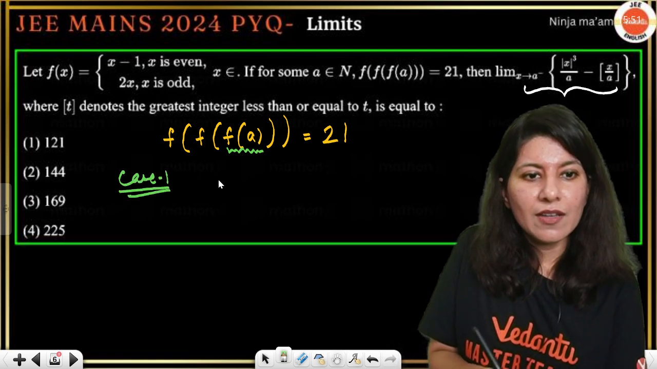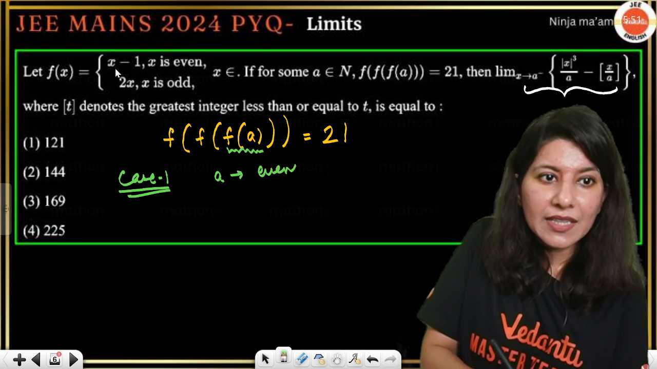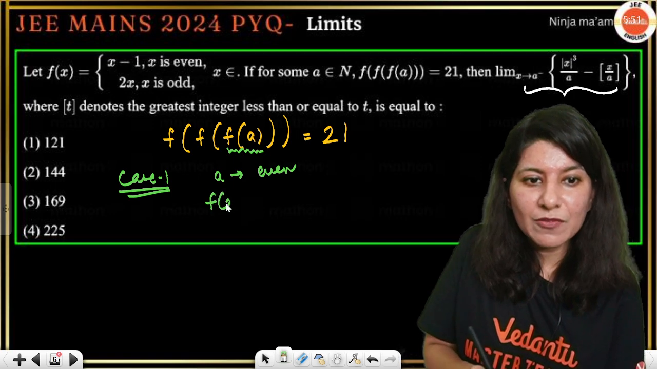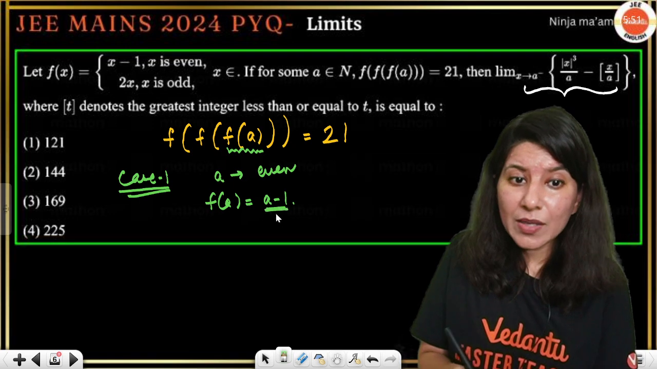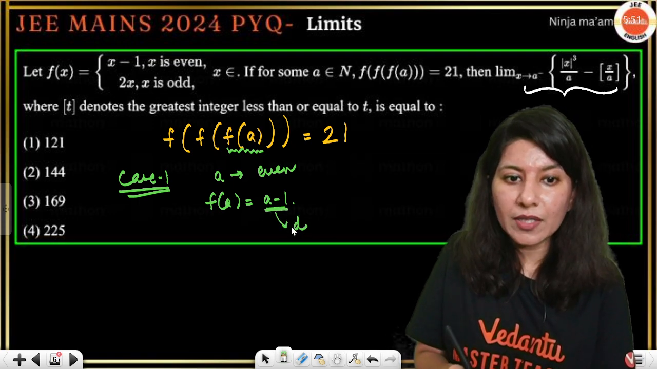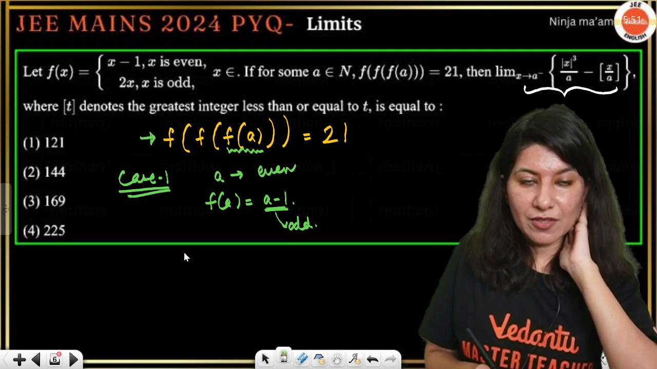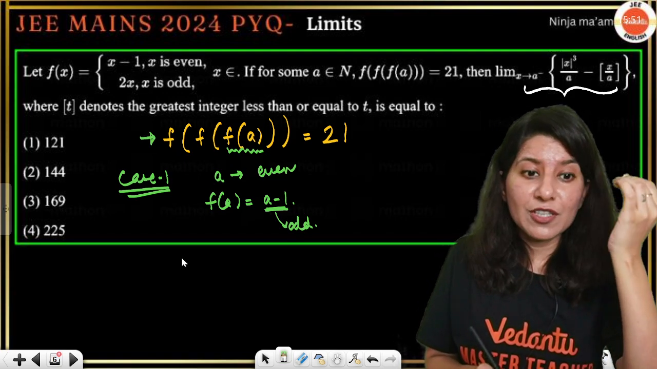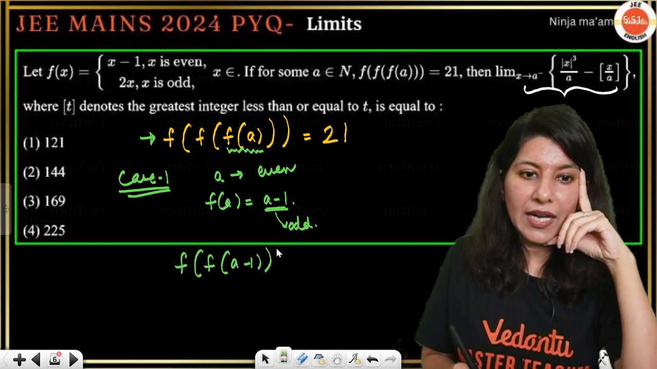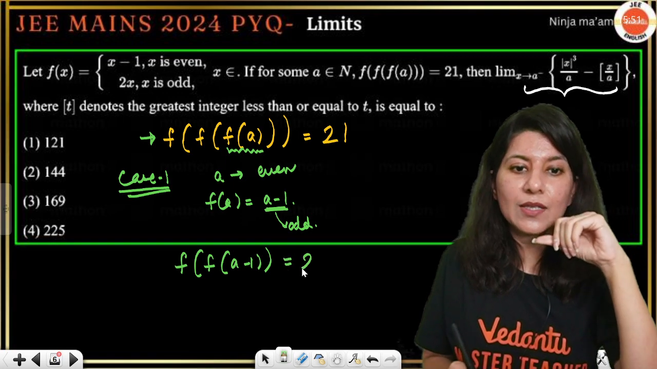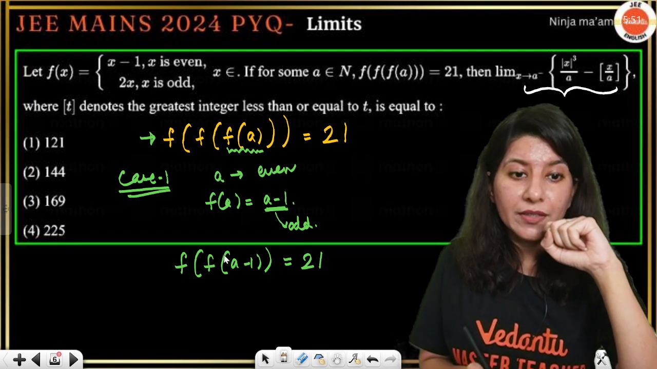Case number one, when your a is an even number. If your a is an even number, then your f of a will become what? a minus 1, right? And a minus 1 will be an odd number. Let's keep that in mind. So in this functional equation, in this composite function, I am going to replace f of a by a minus 1. Can I do that? Absolutely. This is equal to 21. Now f of odd, this is an odd number.